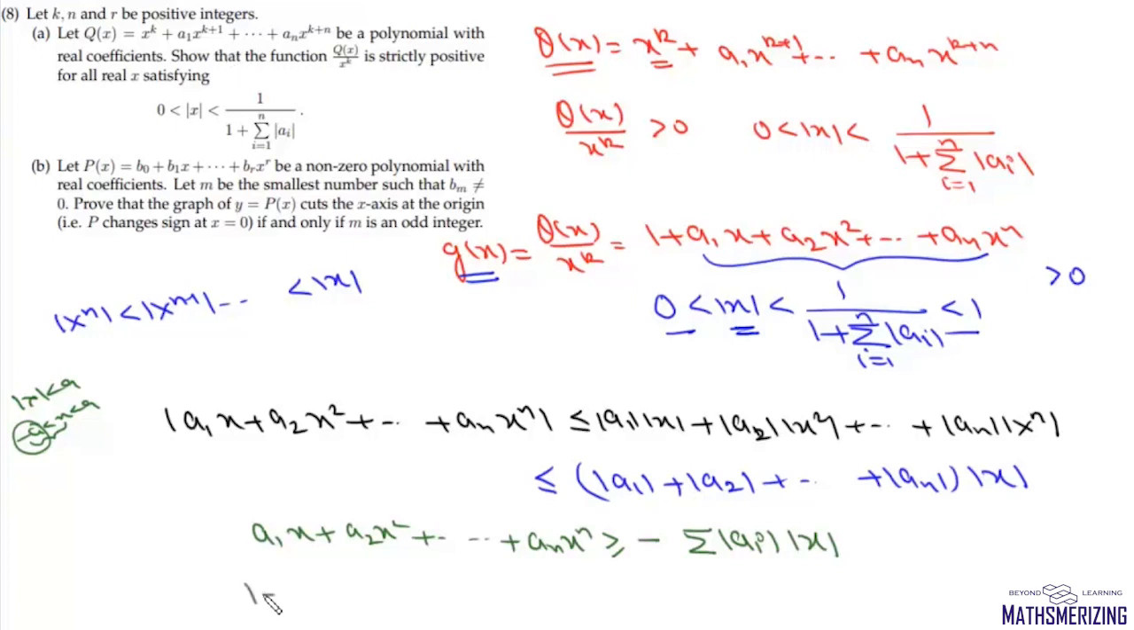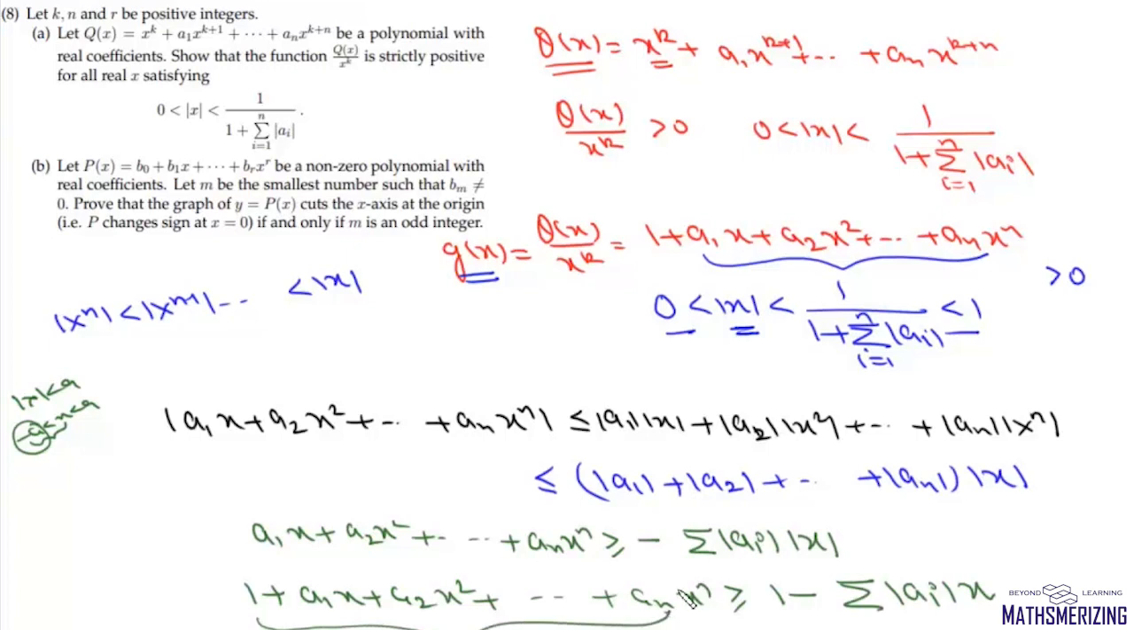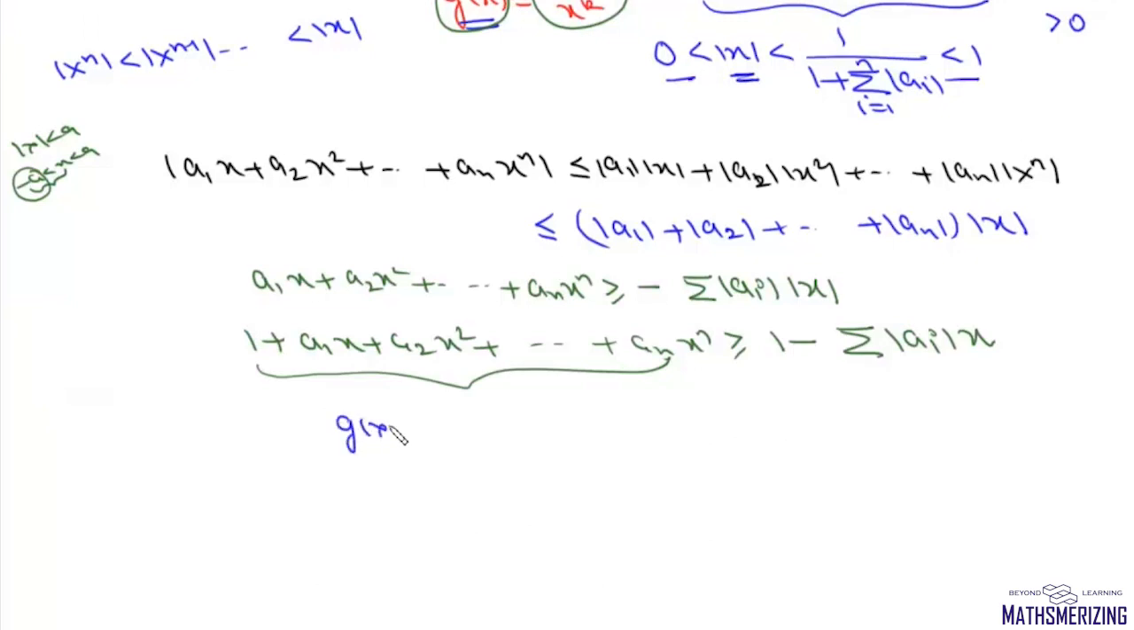Now we'll add 1, then we can write 1 plus a1x plus a2x square plus an x to the power n, and it is greater than 1 minus summation mod ai into mod x. Now this expression on the left hand side is nothing but gx, which is qx upon x to the power k. So we can write gx, which actually is qx upon x to the power k, and it is greater than or equal to 1 minus this summation mod ai into mod x.